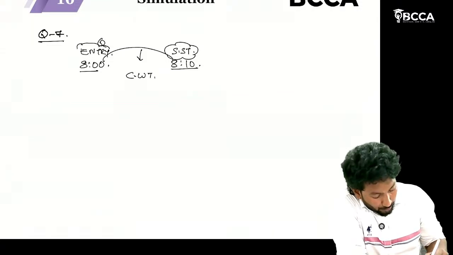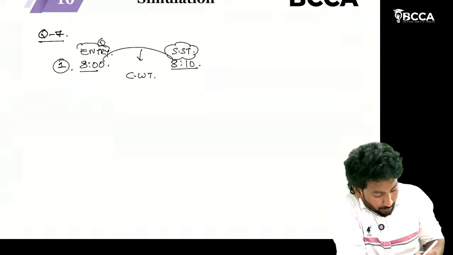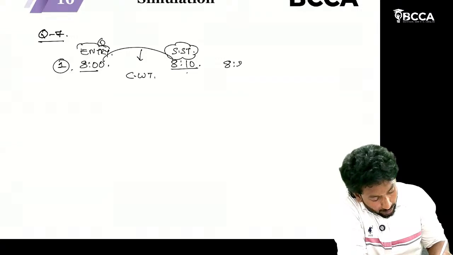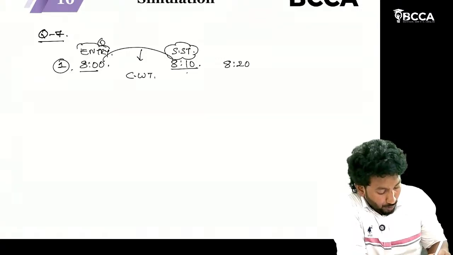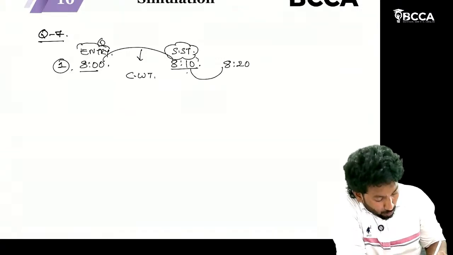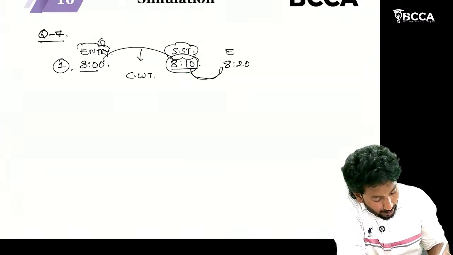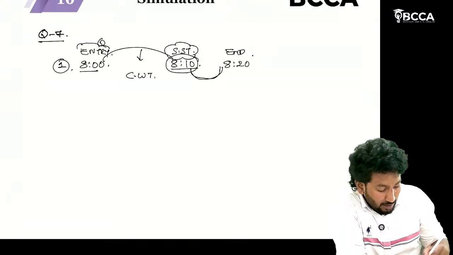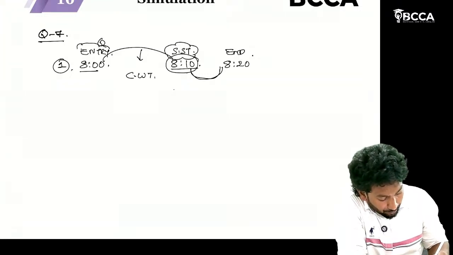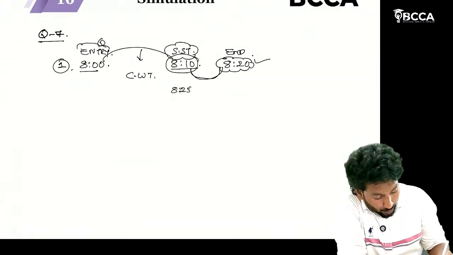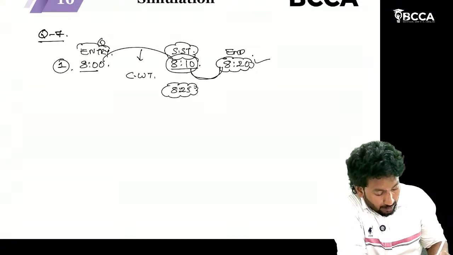Let's say for example, for the first customer the service end time is 8:20. If we add the service time to the service start time, we will get the service end time. Let's say for the next customer, service has started at 8:25. So for the previous customer, service ended at 8:20, and the next customer's service started at 8:25.